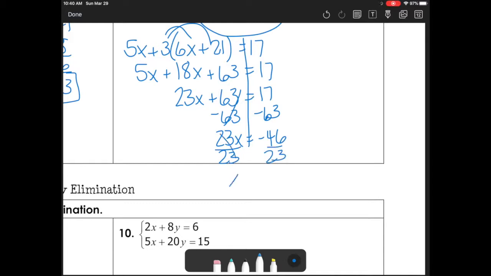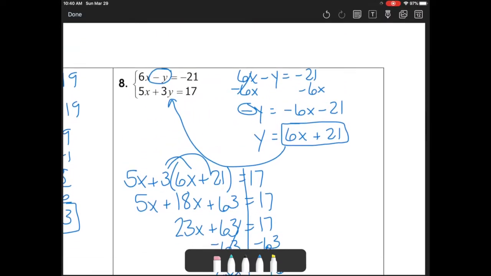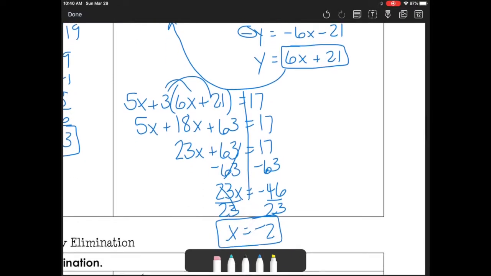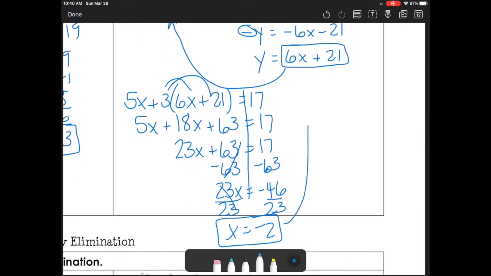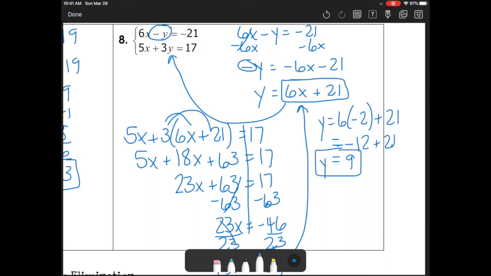All right, now you got to take that -2 and you got to put it back into the first equation. Actually, what you can do is put it right here into the equation that you just manipulated. It's easier. And -12 plus 21, is that 9? Yep. There we go. All right, so your solution is -2, 9.